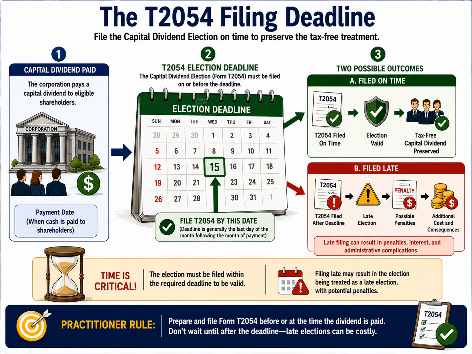The second path is much less desirable. The corporation misses the filing deadline. Form T2054 is filed late. As a result, the election may be treated as a late election.